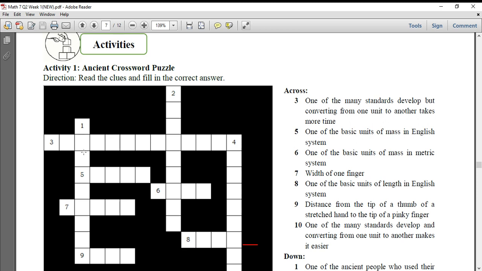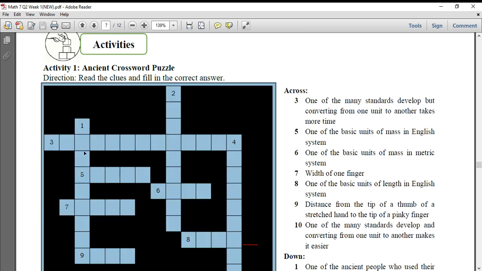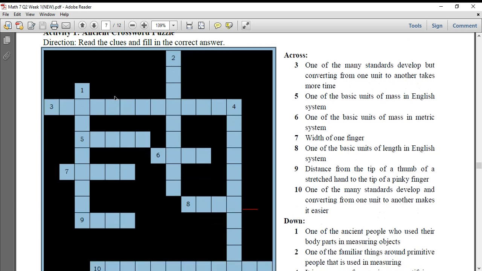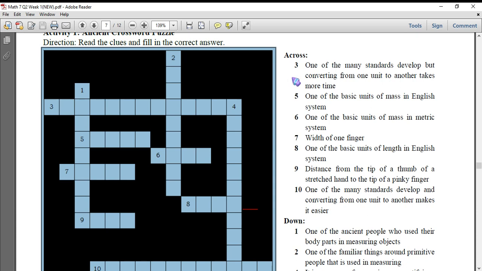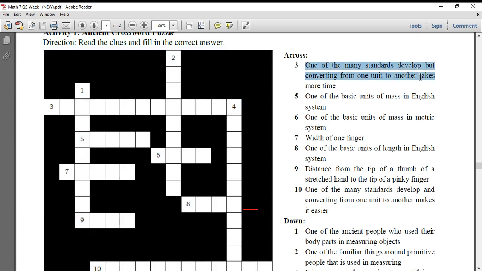Sa activities, no? So dito sa activities natin, so first activity is the ancient crossword puzzle. So explain ko lang paano gawin to. So madalas naman tayong gumamit nito, no? So example natin. So number 3, ito. So pag across, yung pahalang. Okay? So kung number 3, so ito yung number 3. Ito, pahalang. So one of the many standards developed, but converting from one unit to another takes more time.